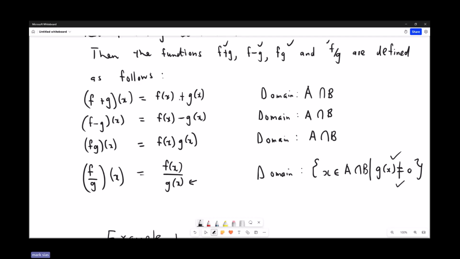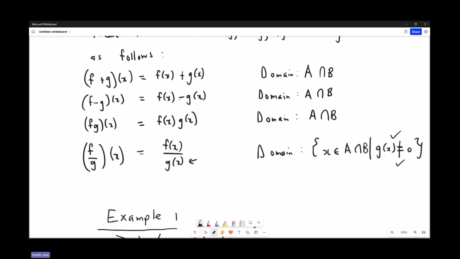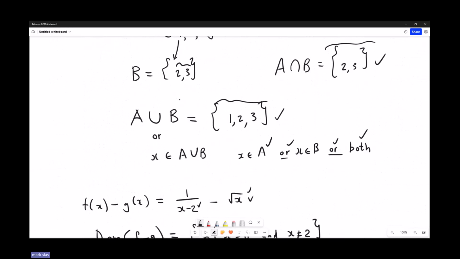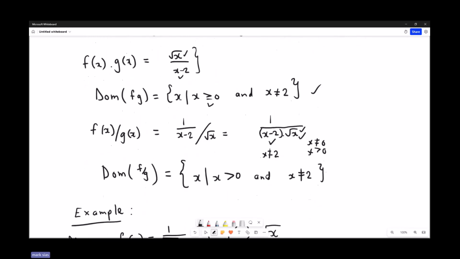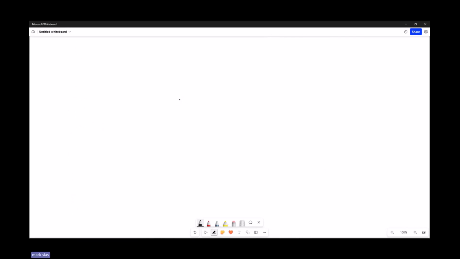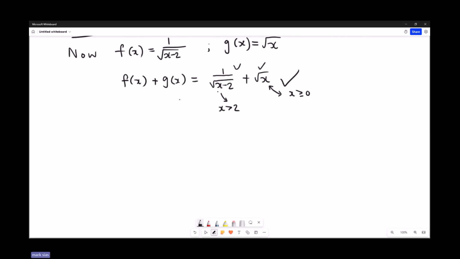So the domain is the intersection, the set of x which belongs to both A and B, which will make the domain of the sum meaningful. So it's the intersection of the two domains, the common x's. That's why I say "and". You mustn't forget that, guys, in mathematical logic. So that's where we are.